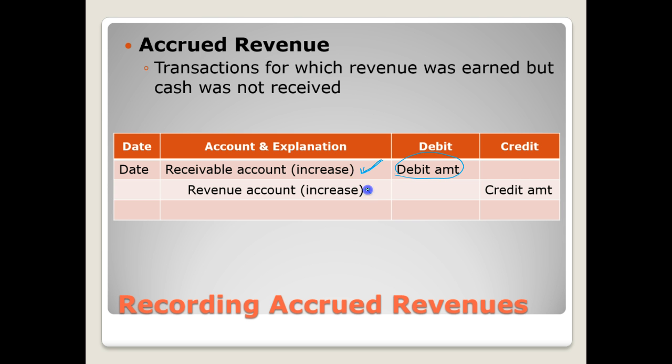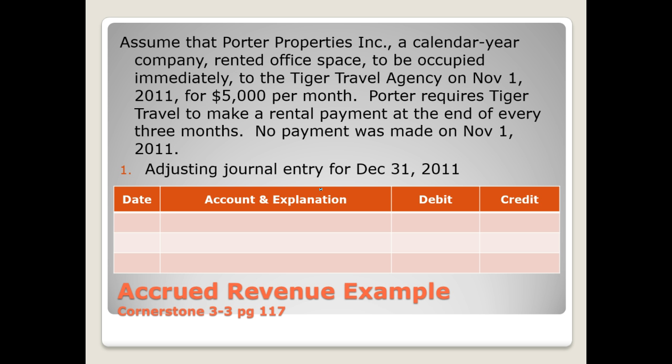And we're going to have a revenue account, because remember, the revenue was earned. A revenue account is under the stockholders' equity section, and whenever we increase the stockholders' equity, which is a revenue, we have a credit transaction. So an accrued revenue journal always includes a debit to a receivable and a credit to a revenue account. Let's look at Cornerstone 3.3 for an example.